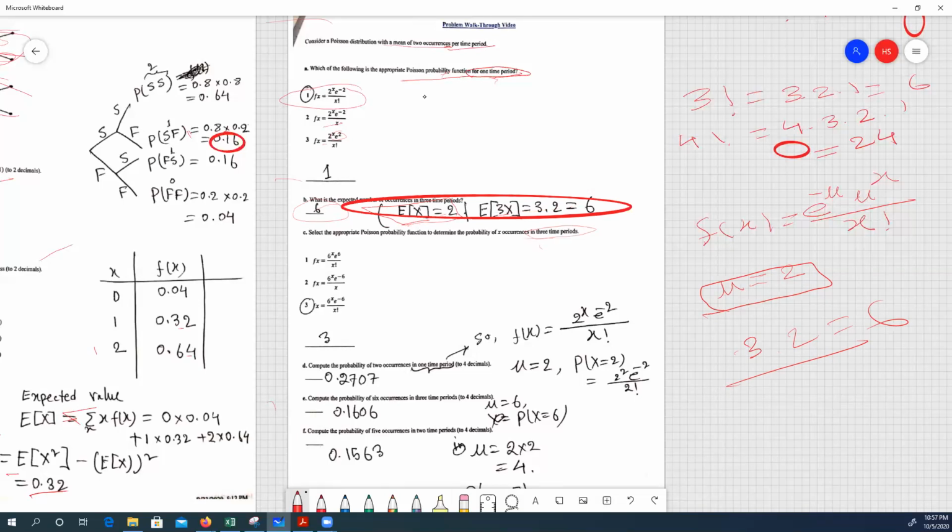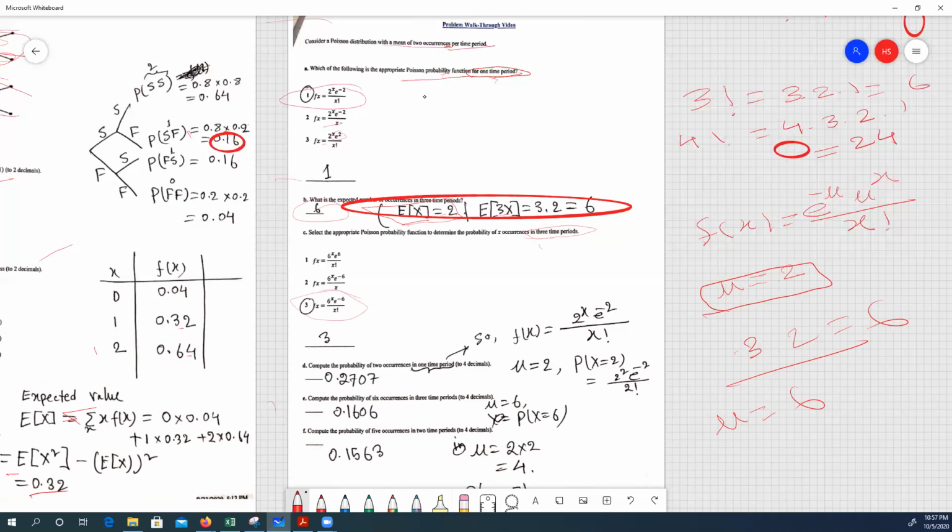For one time period, the mean is 2. So for 3 time periods, the mean mu will be 6, right? So the function will be very simple. You have to just replace 2 with 6. So it will be this one, right?